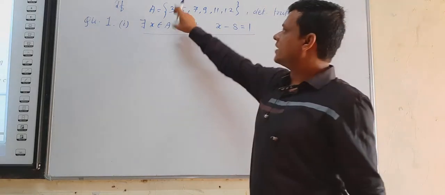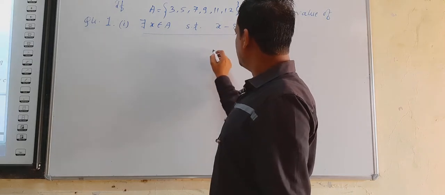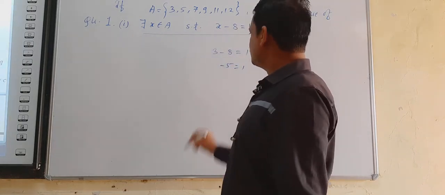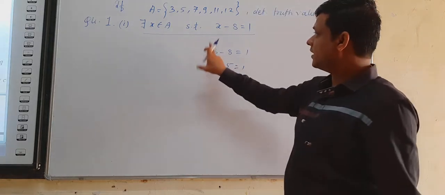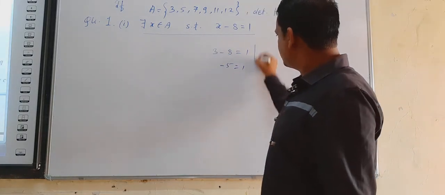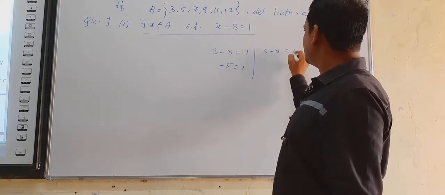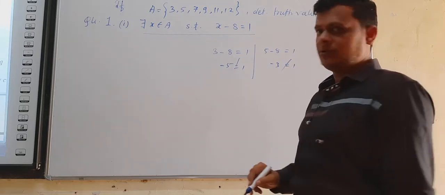First, suppose I substitute x equals 3. That means 3 minus 8 equals 1, that means minus 5 equals 1, which is not possible. That means 3 does not satisfy the condition. So we check the second value: 5 minus 8 equals 1, that is minus 3 equals 1, which is not possible.